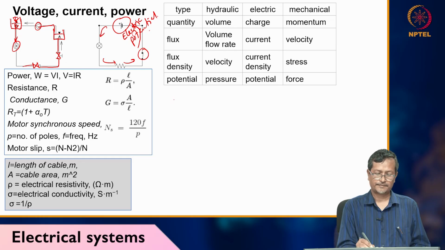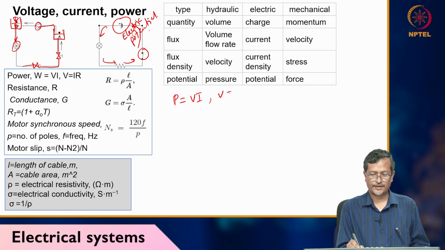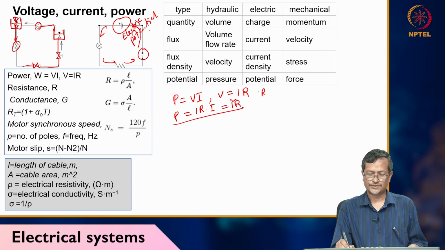So, power equals V into I, V equals IR. So, power will be IR into I, so I square R. So, this is the formula you should remember. Resistance equals rho L by A.